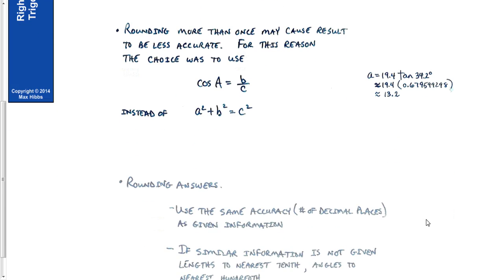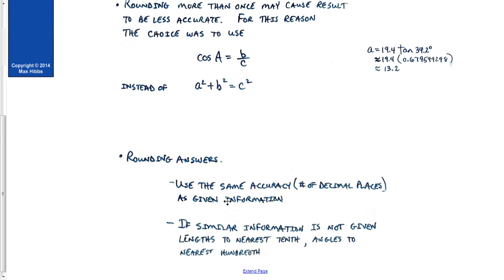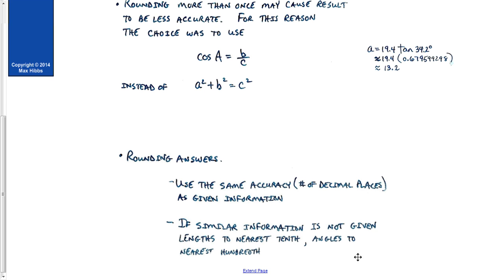And then about the rounding, I said earlier to use the same accuracy, the same number of decimal places, as given in the given information. And if similar information is not given, calculate lengths to the nearest tenth and angles to the nearest hundredth.